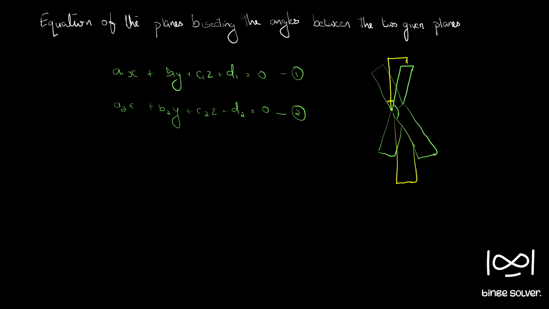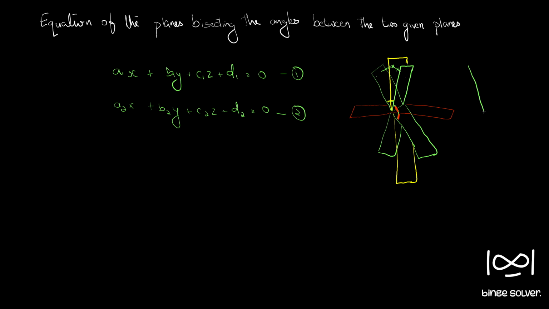Another bisecting plane is like this, which bisects this angle. This is equal to this angle. These are the two bisecting planes. Now we are to find the equation of the bisecting plane. For that, we will be using the concept: if you take any point in this bisecting plane, and if you draw a perpendicular to these two planes from this point, these distances will be equal.